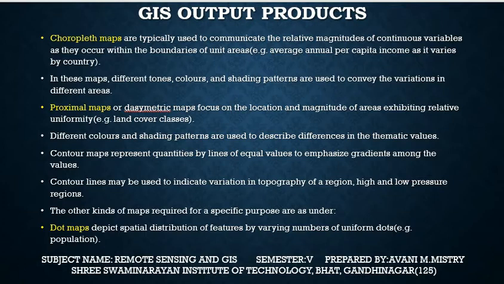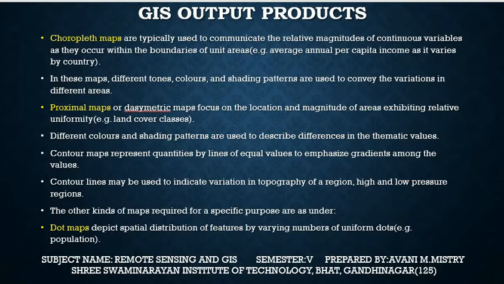Choropleth maps are typically used to communicate the relative magnitudes of continuous variables as they occur within the boundaries of unit areas, that is average annual per capita income as it varies by country. In this map, different tones, colors and shading patterns are used to convey the variations in the different areas.